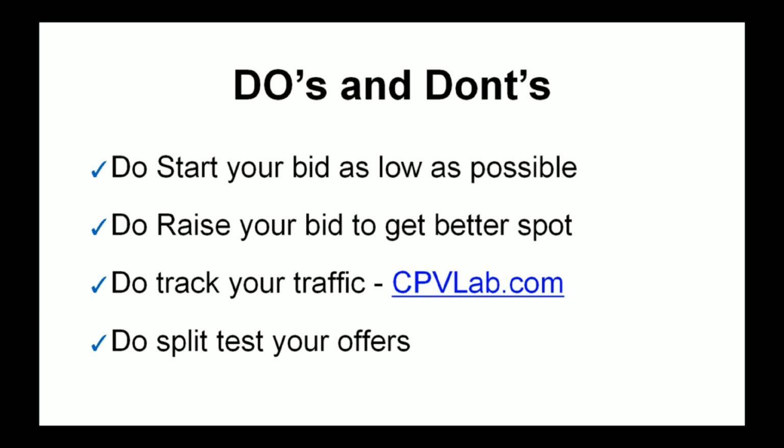Do start your bid as low as possible to get the first, second, or third position, and then raise your bid when you are not the first or the second bidder. Always track your campaigns because that's an important thing to do so you can optimize your campaigns to get the best results that you want. There are many tracking programs available. CPV Lab is one of the best tracking programs.